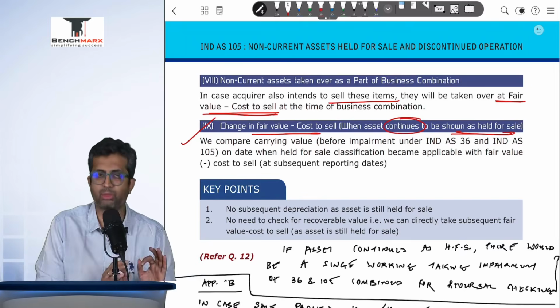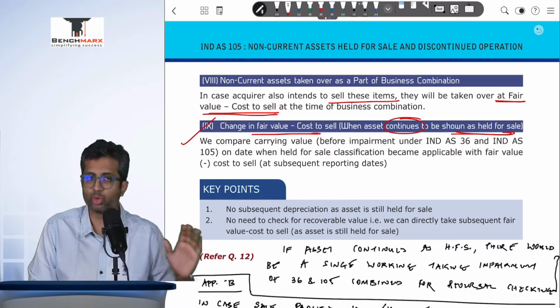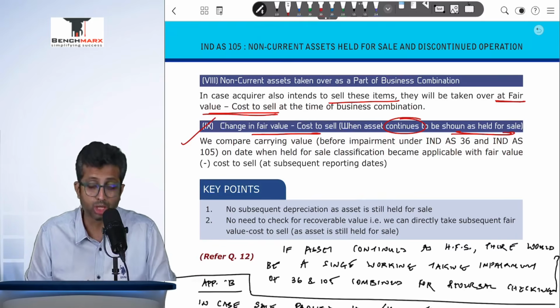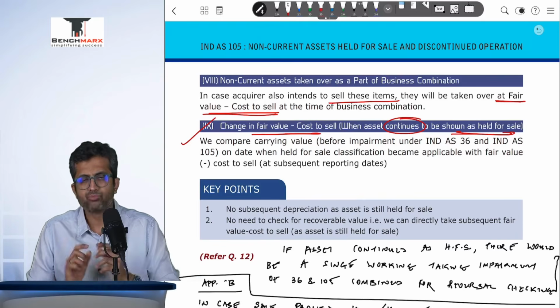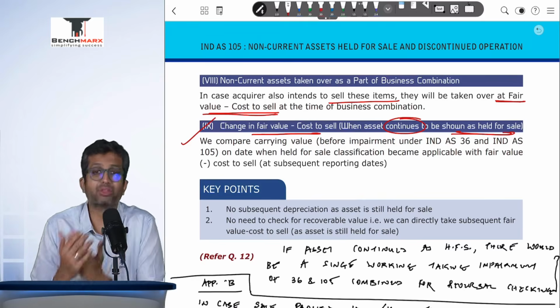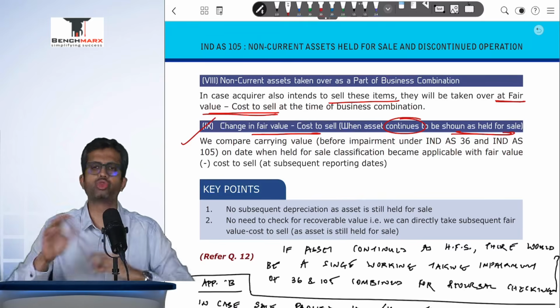If there was a change in the plan to sell, you will compare the carrying value had there been no Ind AS 105 classification with the recoverable value, and select whichever is lower. However, what if there's a change in the fair value less cost to sell, but I have not decided to change my plan on sale?